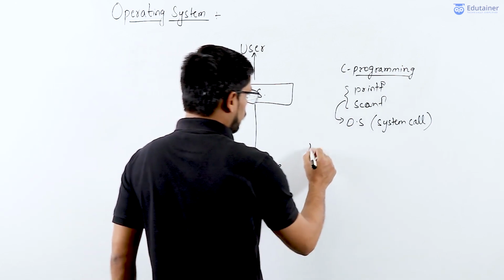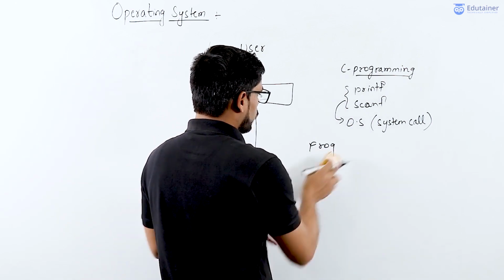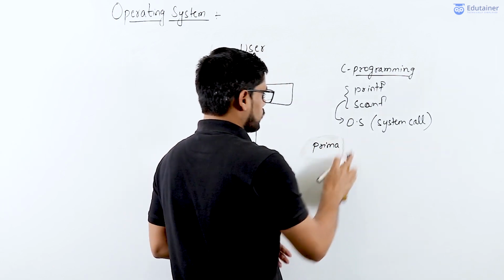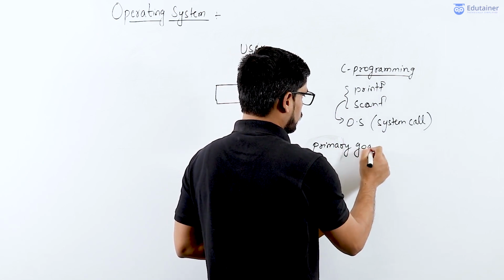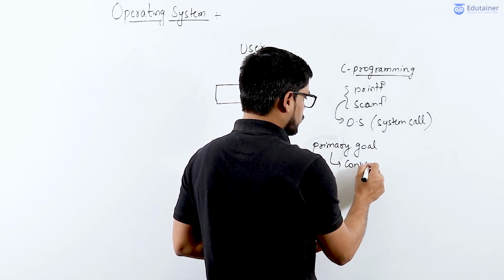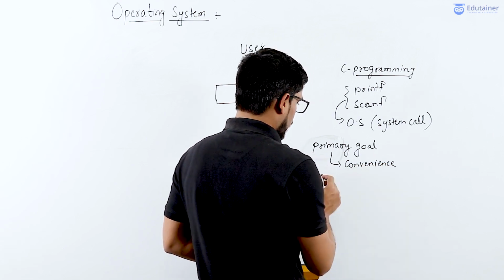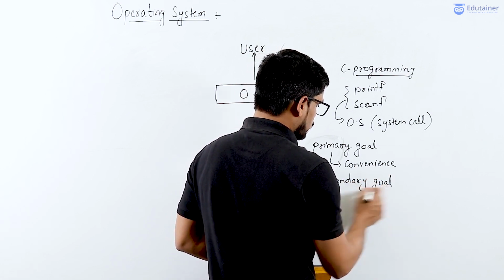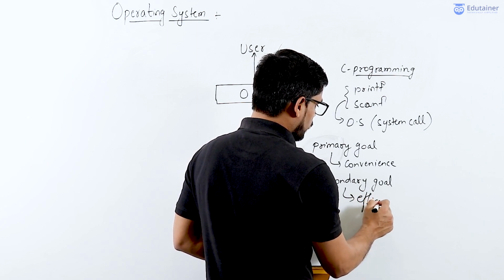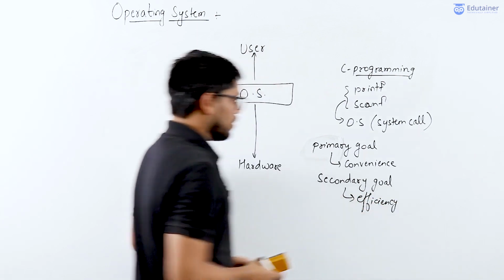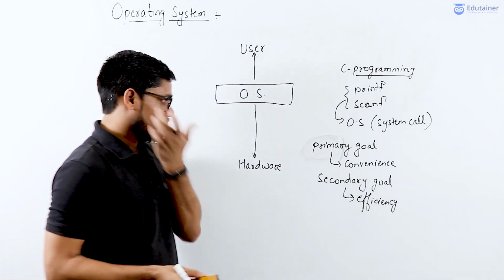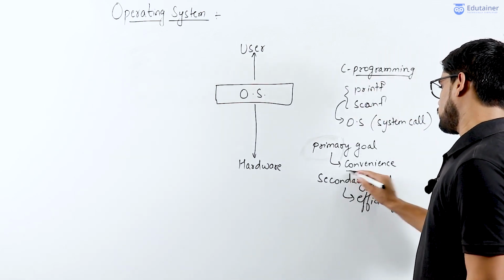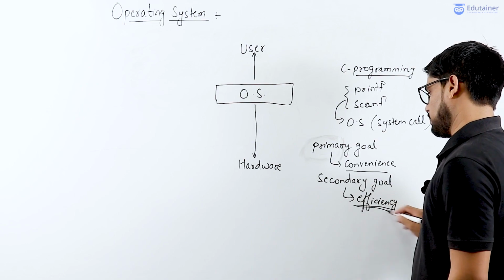So the primary goal of operating system is to provide convenience to the user. Okay, and the secondary goal is efficiency. So first of all, every operating system manufacturer, let's say Windows or iOS or Linux, all these focus on convenience to the user, and then after that they will look at the efficiency.